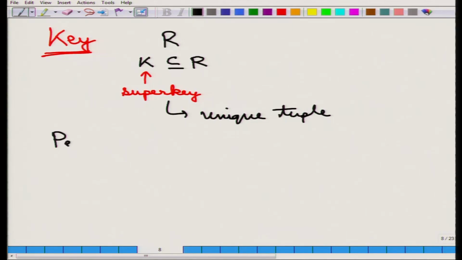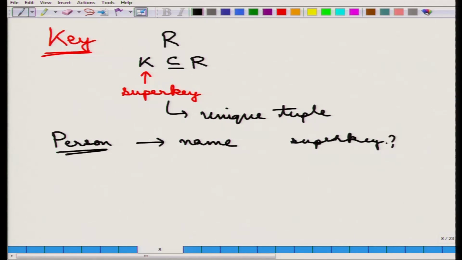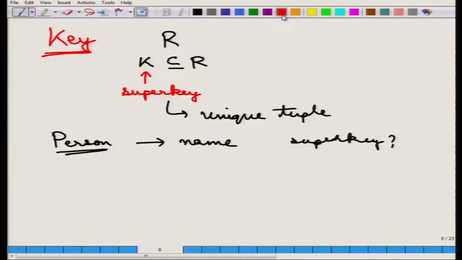Some examples. Suppose we consider a person as a relation, and let us consider some attributes. Let us consider name as the first attribute. Now, is name a super key? Well, it is not. Why? Because two persons can have the same name. Now, this is a very important point that you must understand. While we are talking about a super key in the context of a relation, the attribute, for example the name here, should be able to distinguish the persons for all possible relations. So, a super key gives a unique tuple for all possible relations.